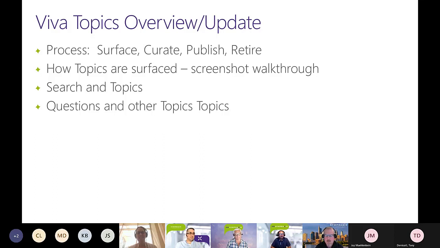Viva Topics is an add-in to Microsoft 365 and to SharePoint that allows you to curate and publish topic pages. Those topic pages can then be popped up via cards. They can be surfaced via cards within SharePoint today, Yammer coming soon, and eventually Teams, Outlook, and other Microsoft Office applications.